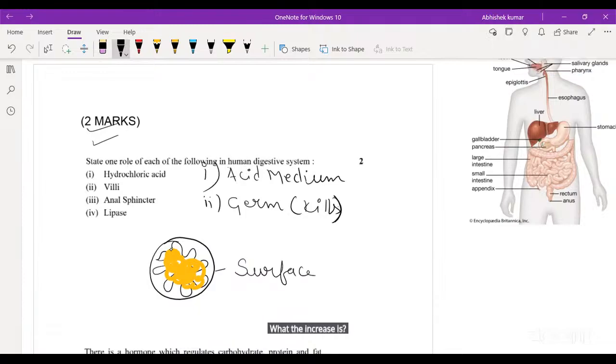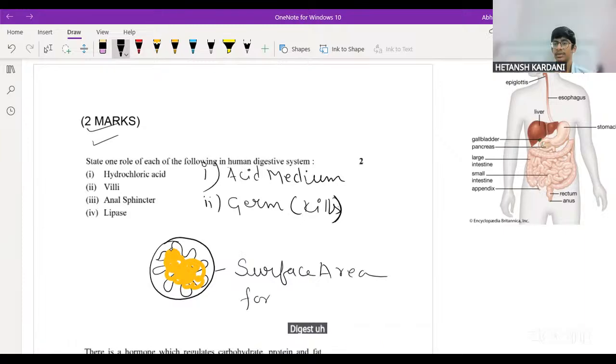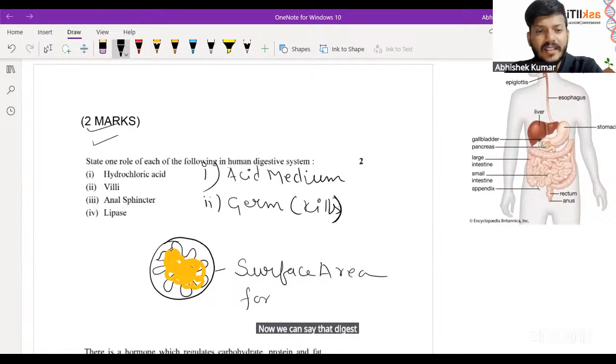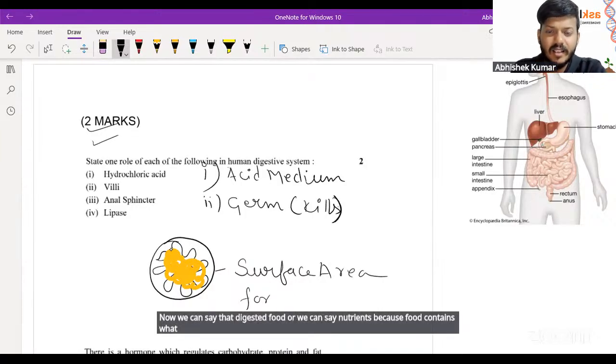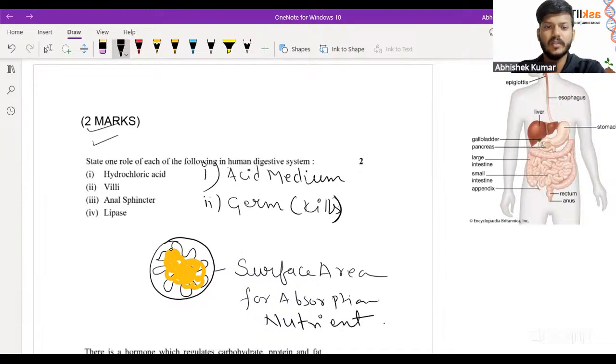Surface area for the absorption of digested food. Yeah, we can say digested food, or we can say nutrients, because food contains what? Nutrients. Surface area for the absorption of nutrients. Okay.